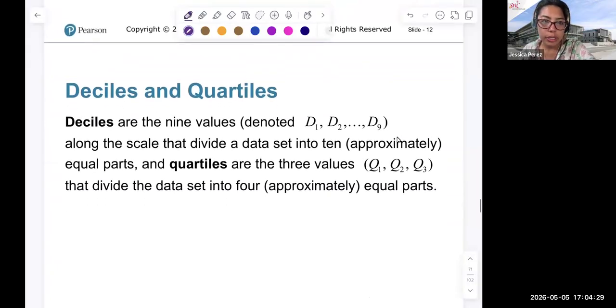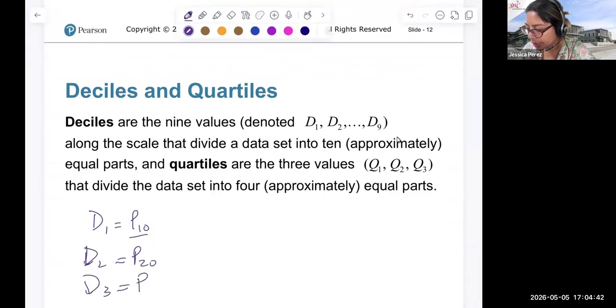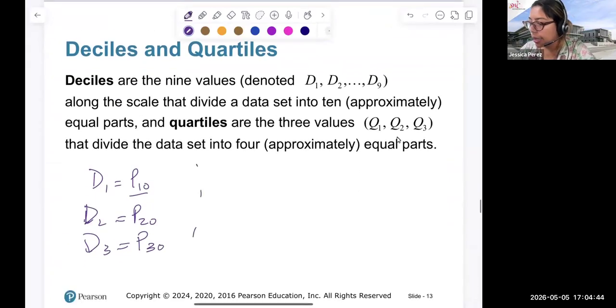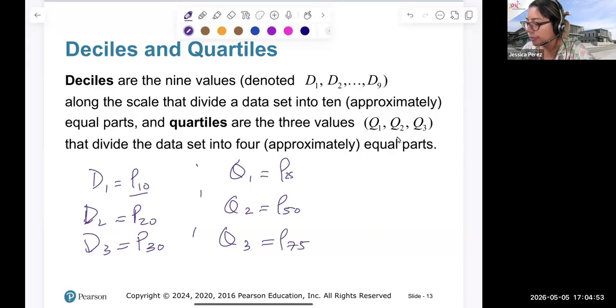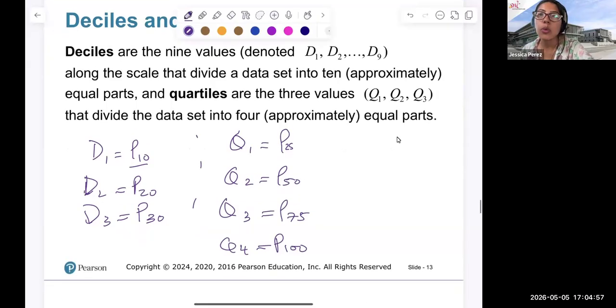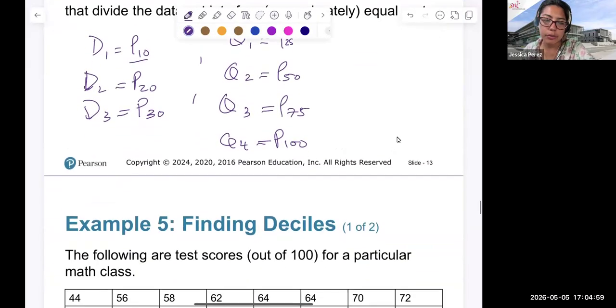Now deciles and quartiles are very similar. You have D1, which is P10, a decile. D2 is the 20th percentile. D3, so it's in values of 10, is the 30th percentile. Now, quartile 1 is P25, quartile 2 is P50 or half, Q3 is P75, and Q4 is P100. So they're going by 25s if I'm looking for quartiles.